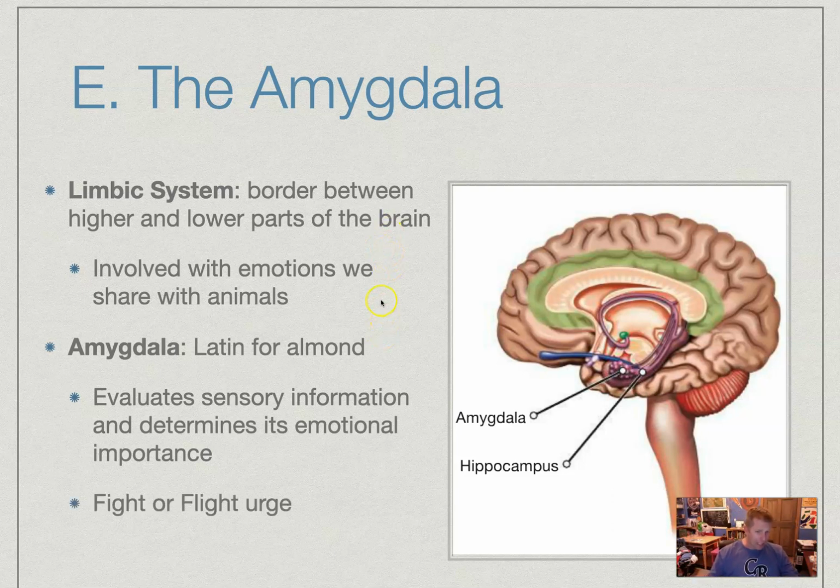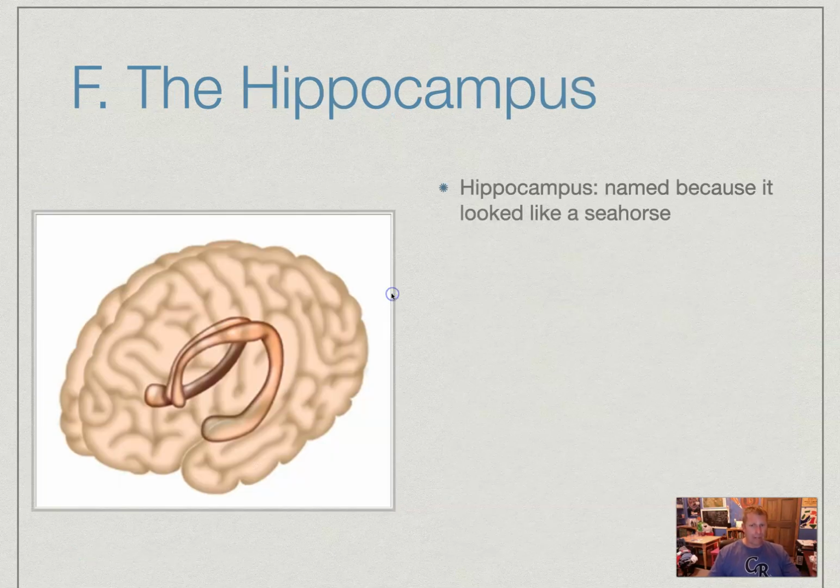It has our fight or flight urge, which is also a part of the hypothalamus. It has anger and fear, which sounds like a pathway to the dark side. And then finally, we have our hippocampus. We've been doing this all year.